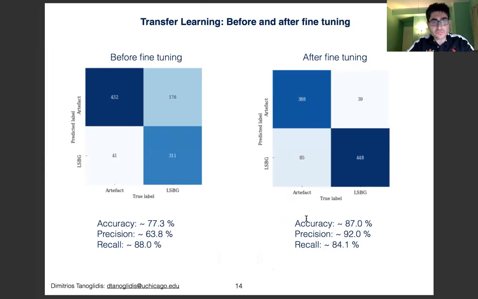Of course, it's not as accurate as the results from the DES survey itself, because of different specifications of the survey, but probably also different human biases when labeling objects in the two surveys, like being labeled by different people. So improvement in accuracy, also in recall, and in precision, a very significant improvement in precision.